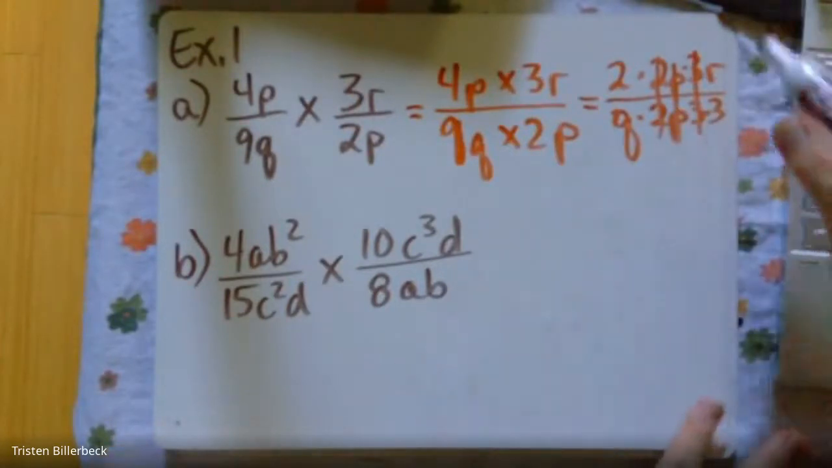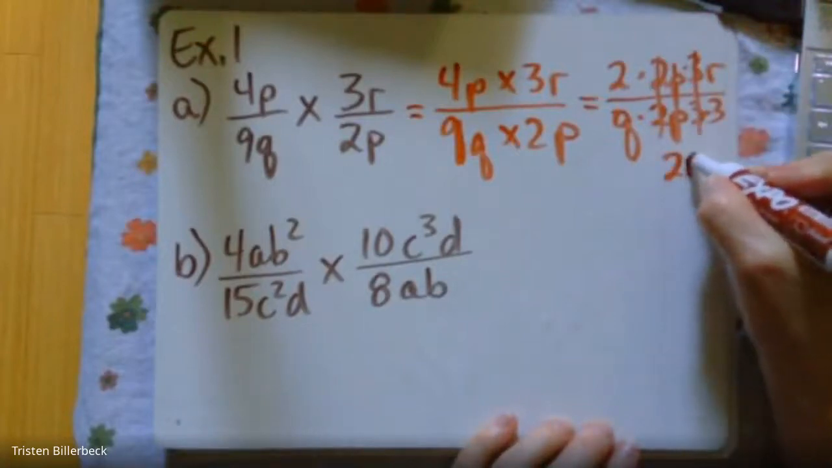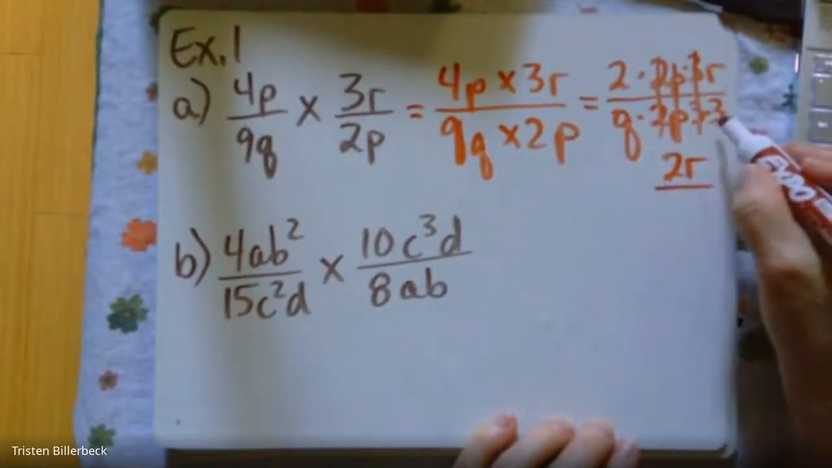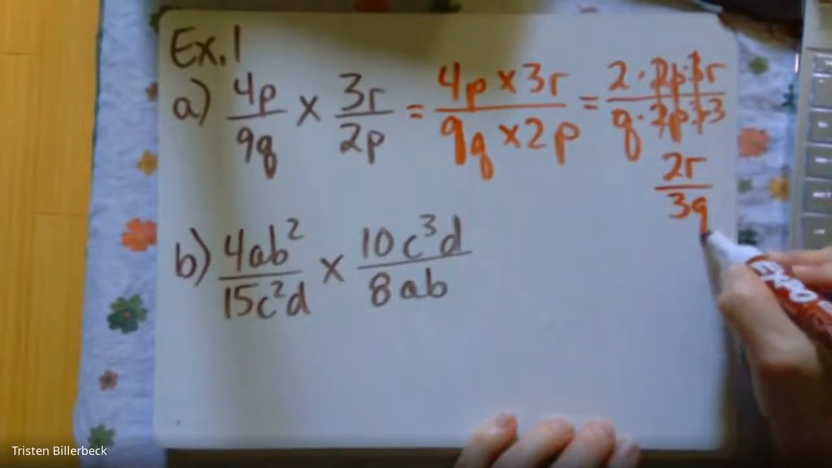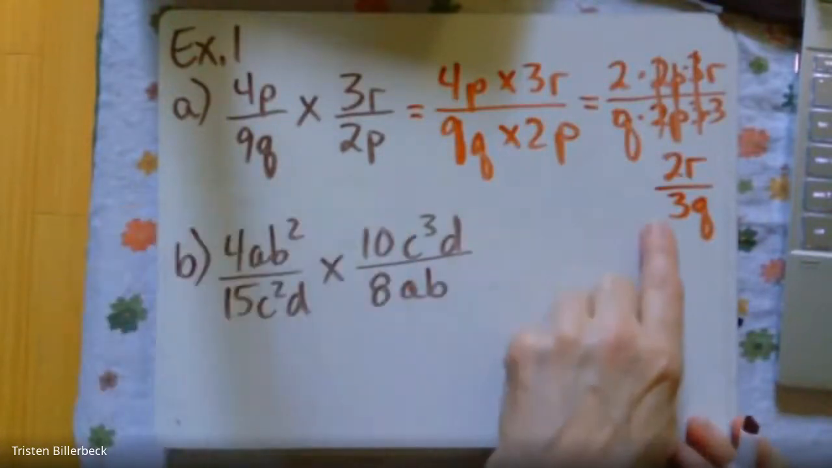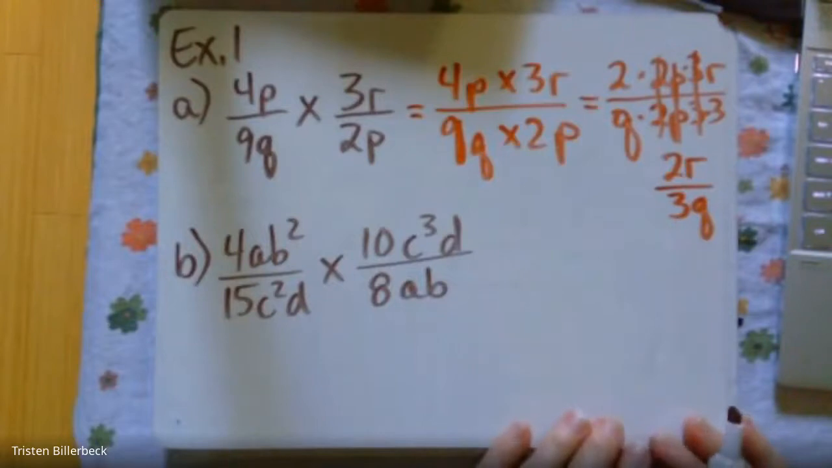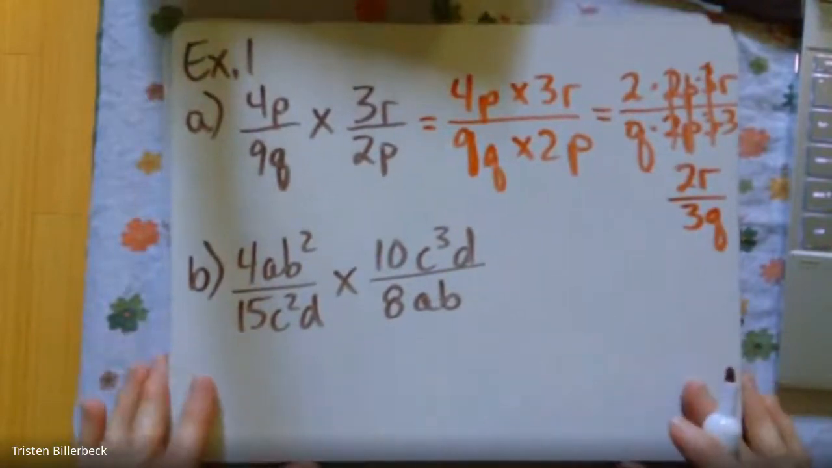So up top, now I have 2 times R. And on the bottom, I always put the coefficient first, so that's going to be 3Q. Okay, so this simplifies to that. All right, next.